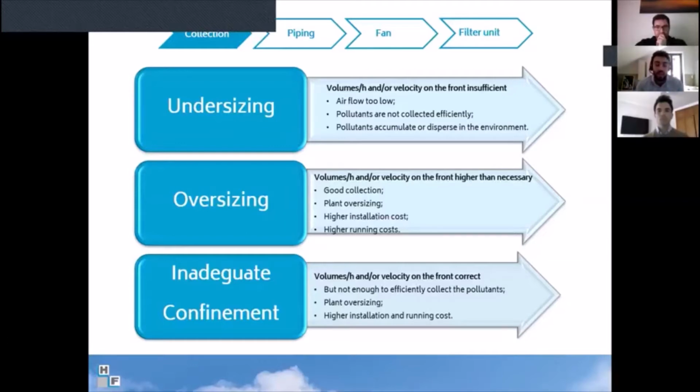In this case, we can probably design the good volumes in terms of airflow and in terms of speed of the air on the suction front, but with a bad confinement, we will not reach our goal. This means that we will have to oversize all the plant, and we will again have high cost in terms of installation, running cost, and so on.